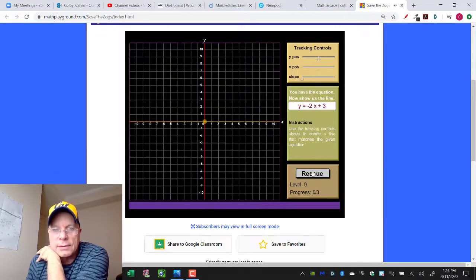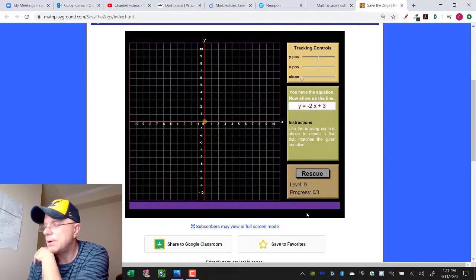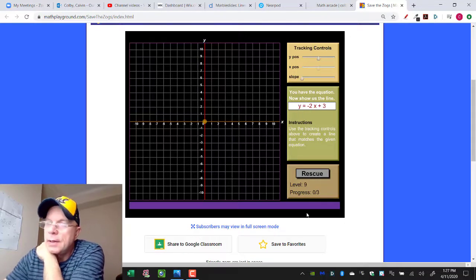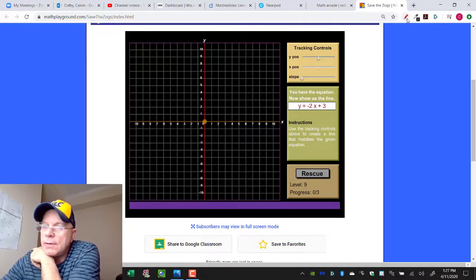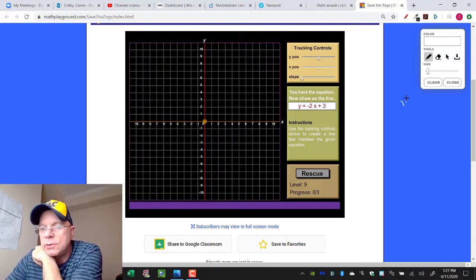Level 9. Okay, they gave us an equation. We have to show them the line. I'm going to start with the beginning point. Actually, I'm going to start with this. This would be a mistake not to write this, as I've told you to do. y equals mx plus b. And then I'm going to write my specific line.